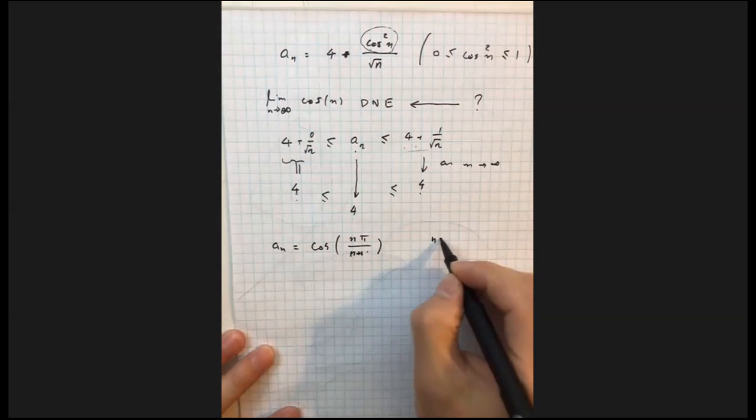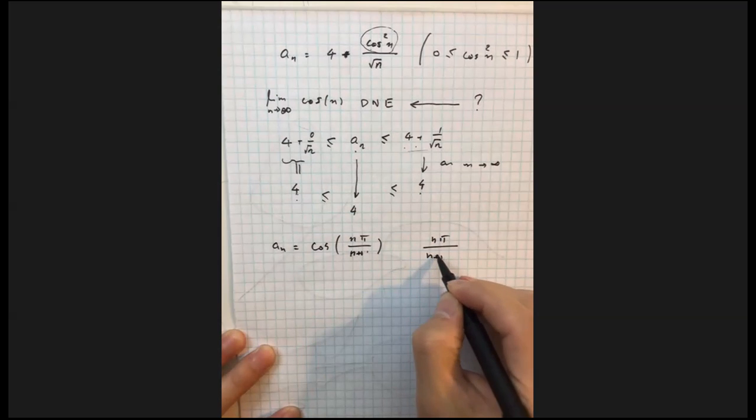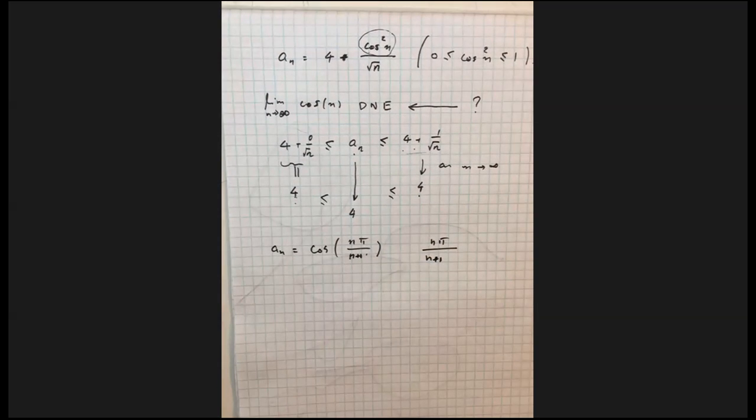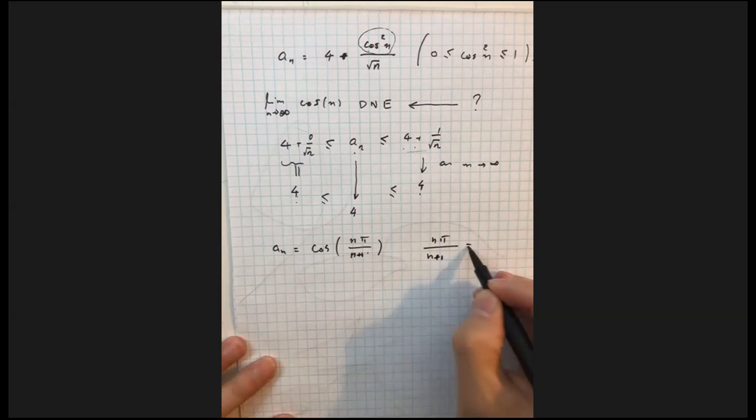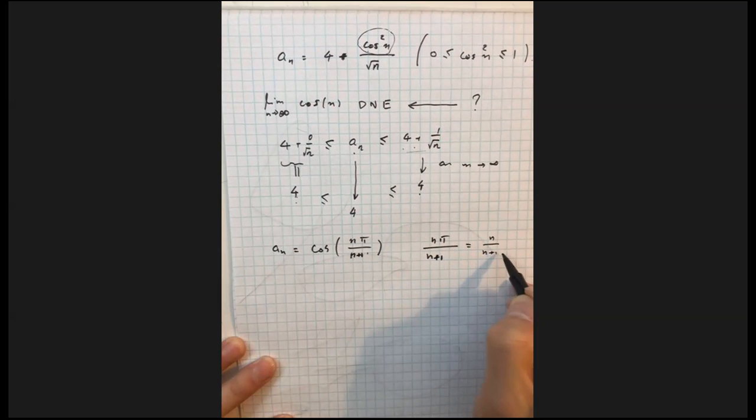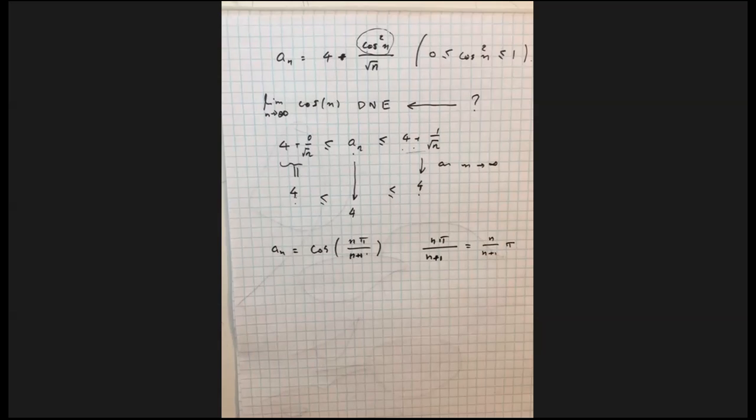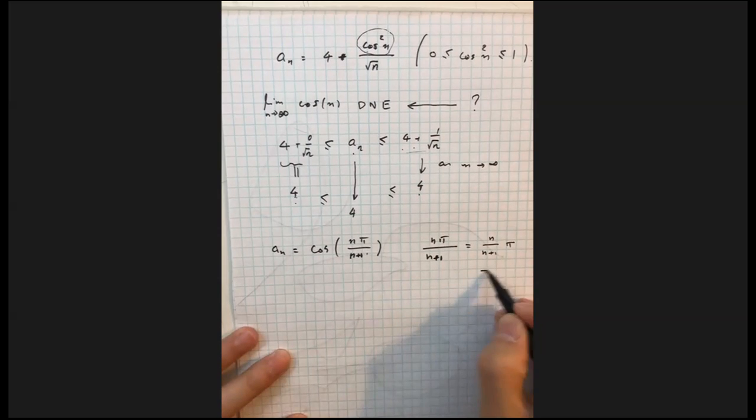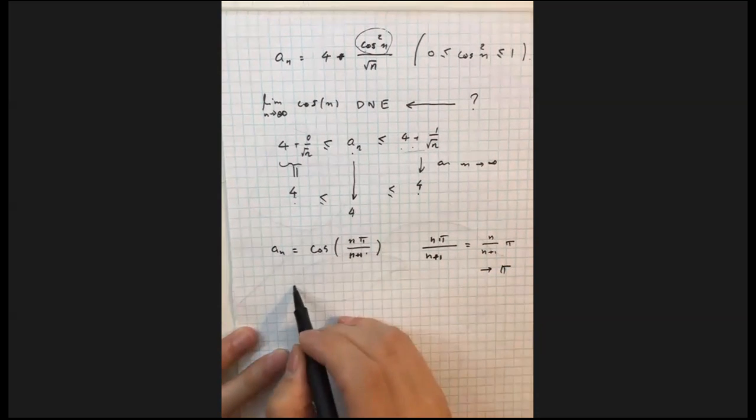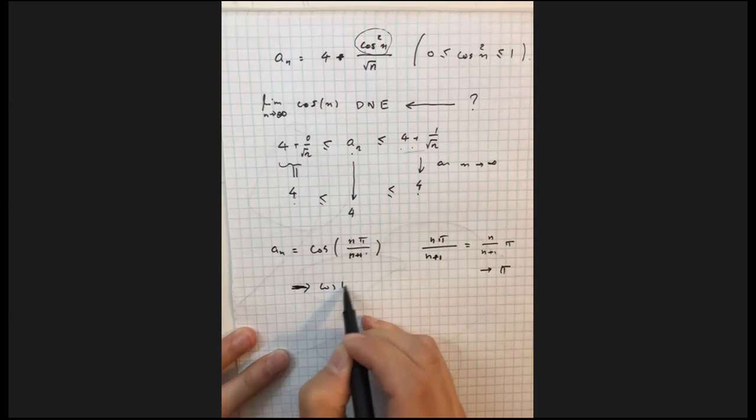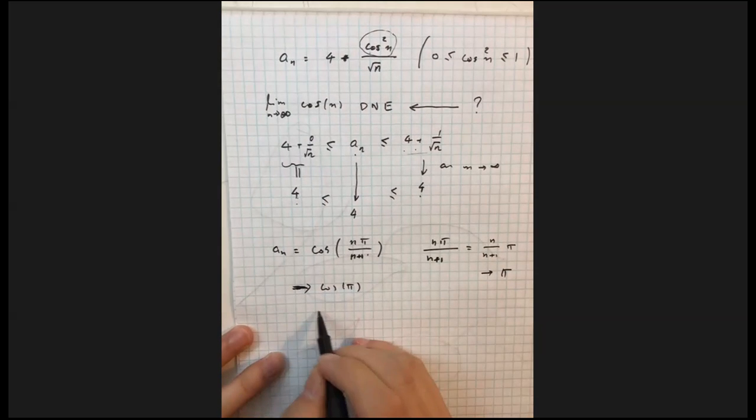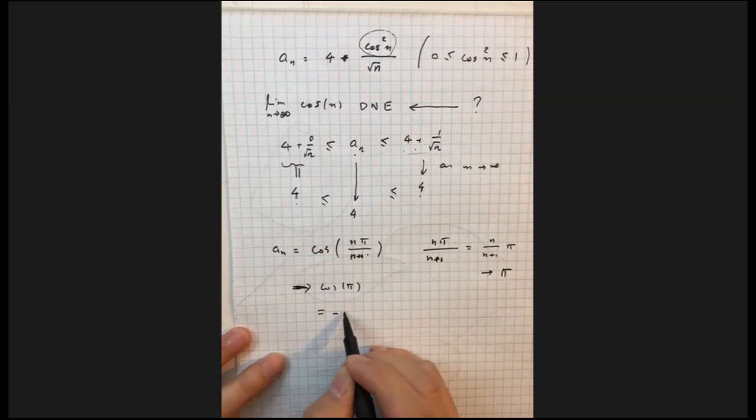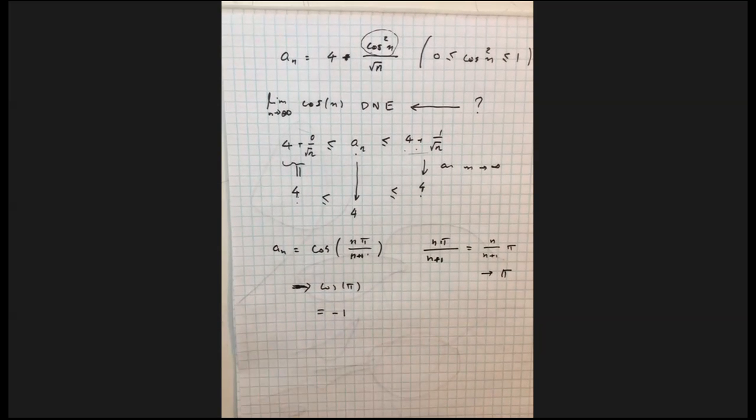So first of all, what is the limit of n pi over n plus 1 when n goes to infinity? Or maybe n over n plus 1 times pi. This goes to pi, right? So this actually goes to pi. And hence, this whole expression goes to cosine pi, which equals, what's cosine pi? It's -1, if I remember correctly. Okay, and that's how you find the limit for this.